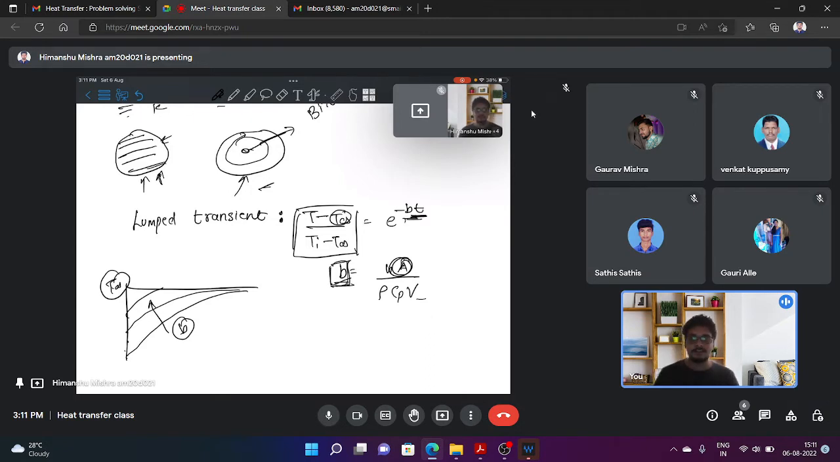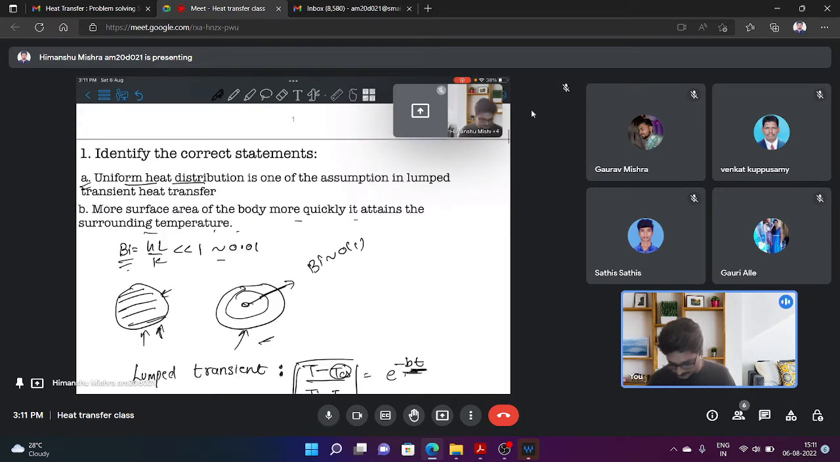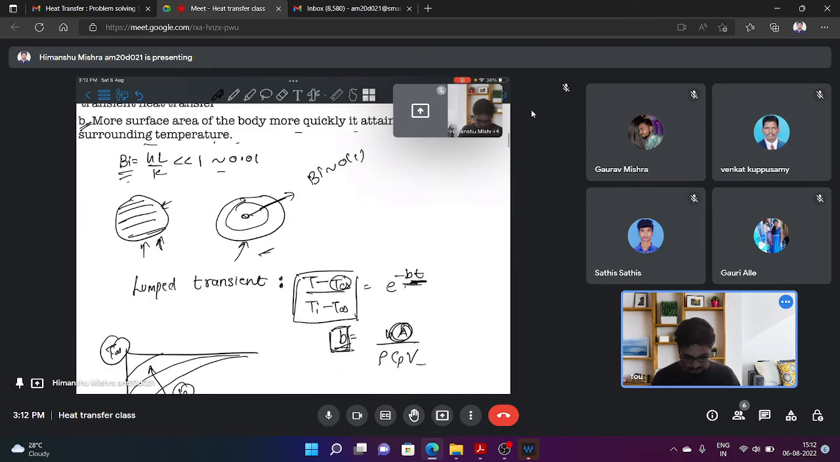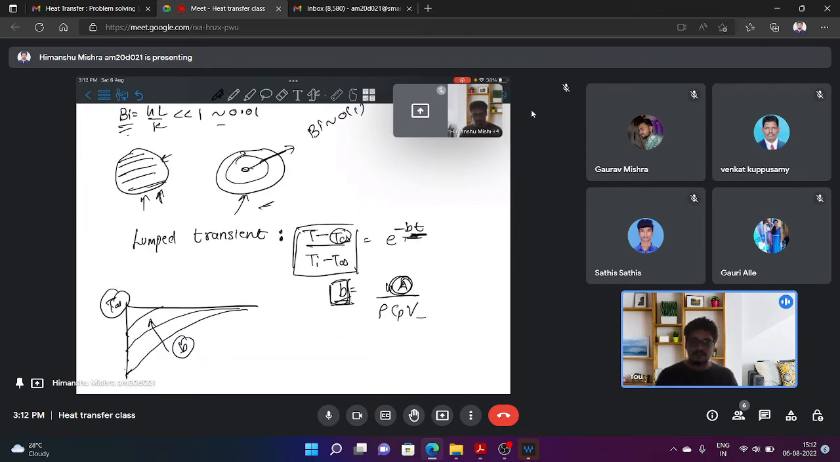So if I increase the value of B, the body will attain the surrounding temperature much quicker, and therefore this statement is also true: the more the surface area, the earlier it will attain the surrounding temperature. So we can deduce many conclusions from this statement. For example, if we increase the overall volume of the body, the value of B decreases, and therefore it will take more time to attain the surrounding temperature.